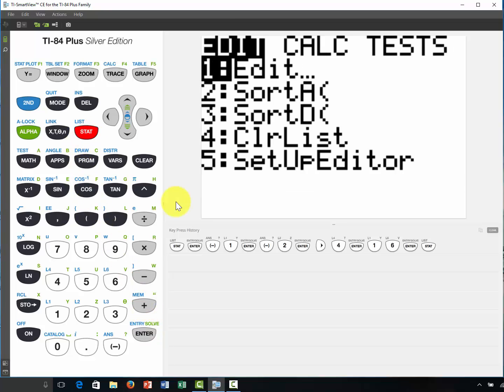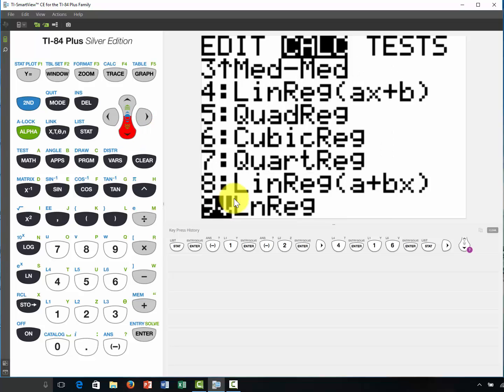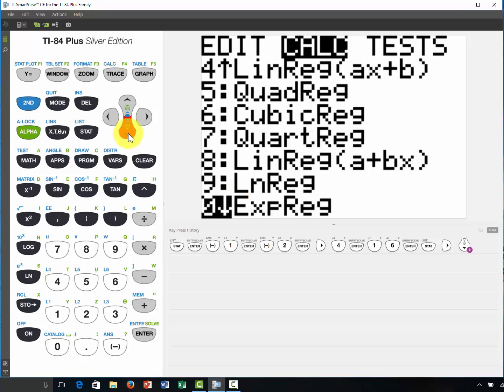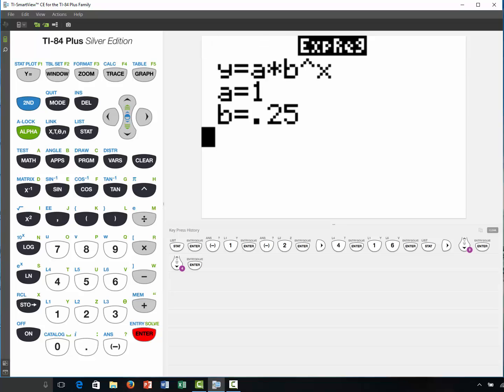Now we go to Stat, Calculate, and 0 for exponential regression. Hit enter. I'm not going to store it this time. I'm just going to calculate it. Hit enter. And here we see a is 1 and b is 0.25, which is the same thing as 1/4. So we can do it algebraically, or we can use technology.